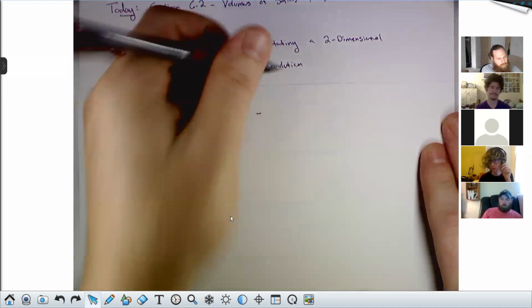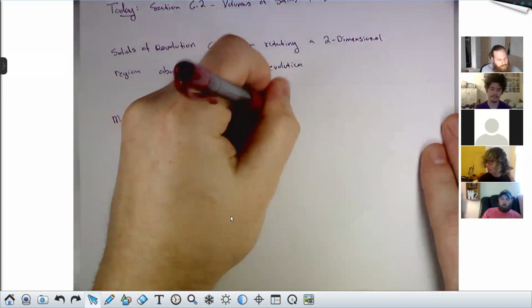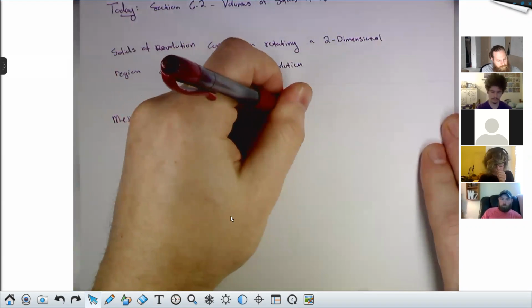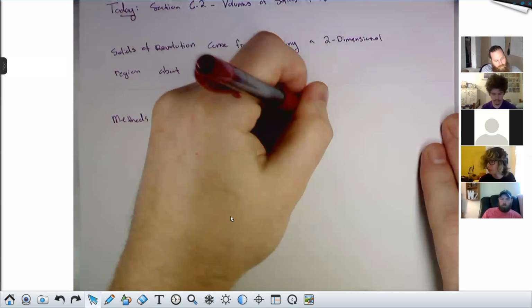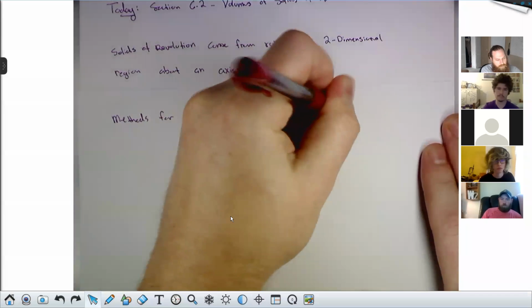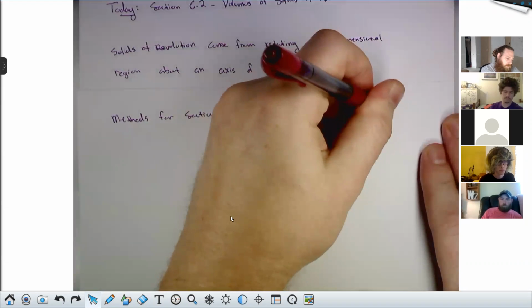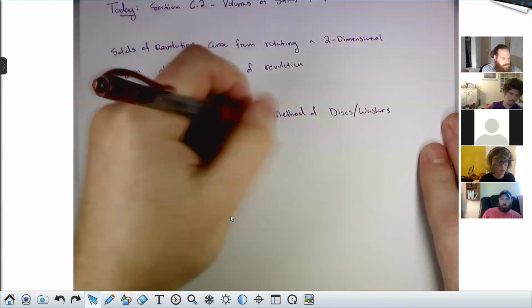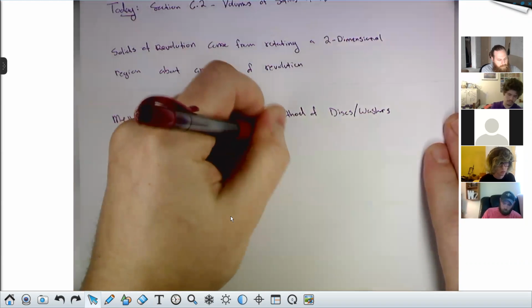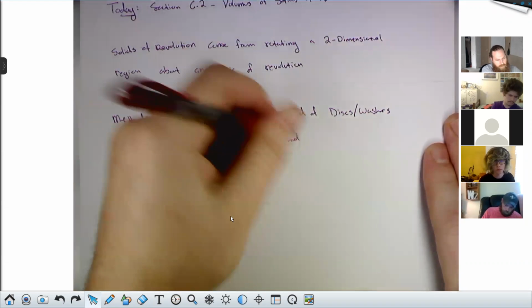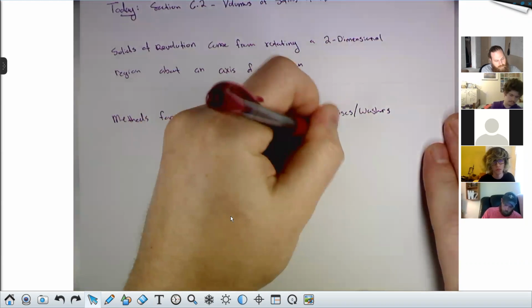The first one I'm going to call the method of disks / washers. And then the other method is called the method of slicing.